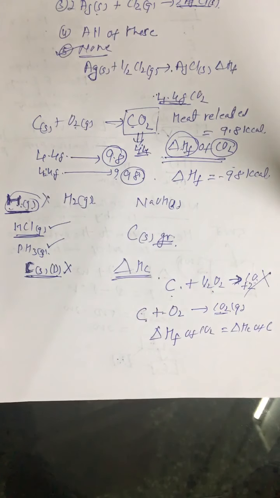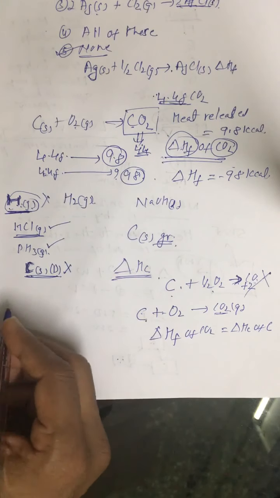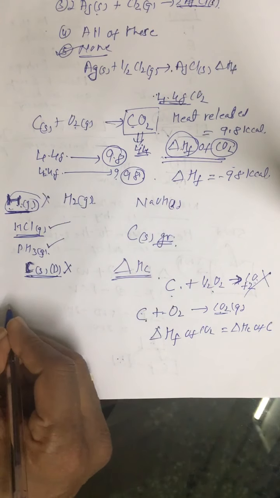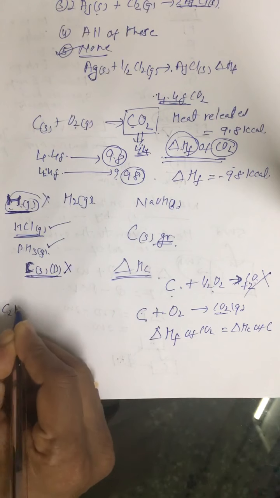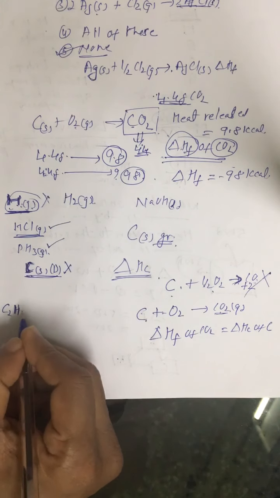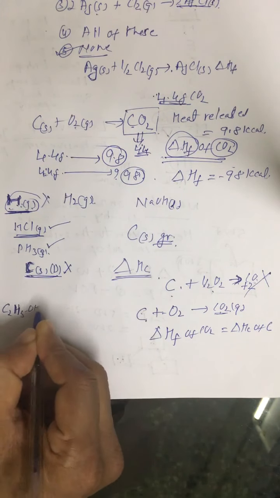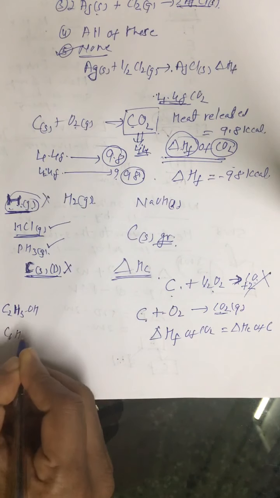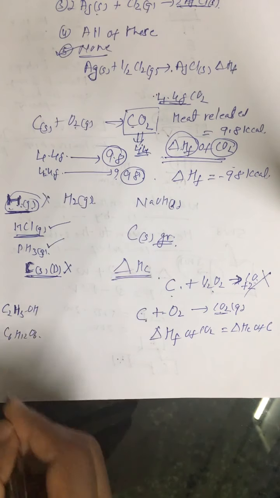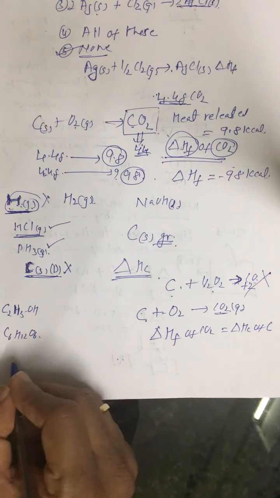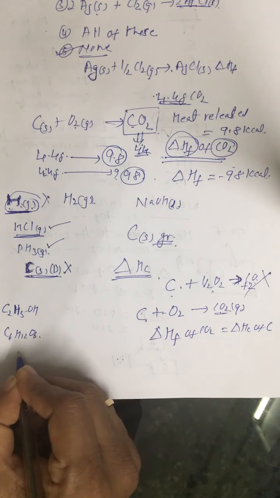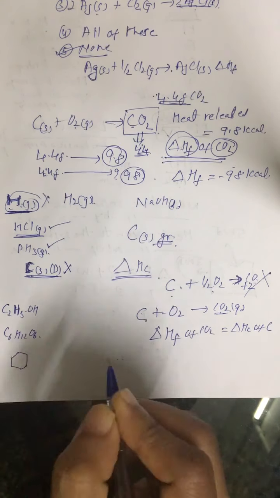If you look at the definition, both are same. Now what is combustion and how to write combustion reaction? You should be careful. Suppose you are given certain cases like C2H5OH or C6H12O6, or cyclohexane, and you want to write the combustion reaction.